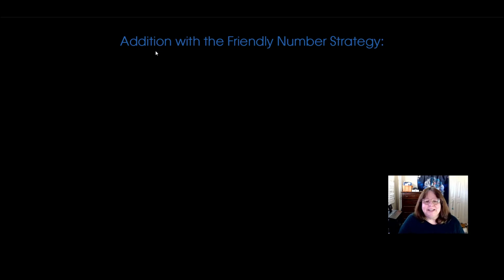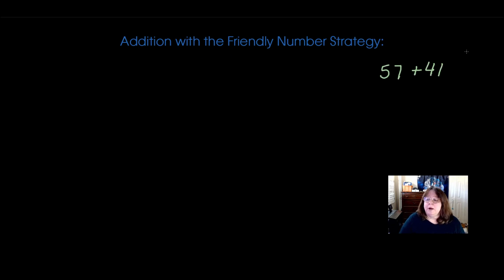Welcome back. Today we are looking at addition with the friendly number strategy. This is part of the 3rd grade Unit 1, Lesson 1. Part 1 of the lesson was using place value strategy for addition. This lesson is using friendly number strategy.